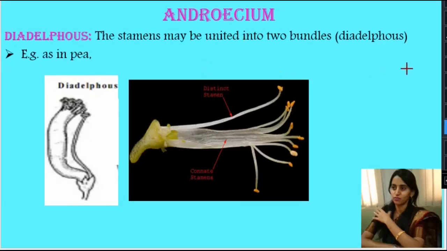In some other flowers, for example, in case of pea, there are 10 stamens, of which 9 stamens together form one bundle. Here the filaments of the stamens are fused and the anthers remain free, whereas the one stamen remains free. As a result, it forms two bundles. This condition is known as diadelphous. Diadelphous: di means two, adelphi means fusion. Nine stamens together form one bundle and one stamen remains free.